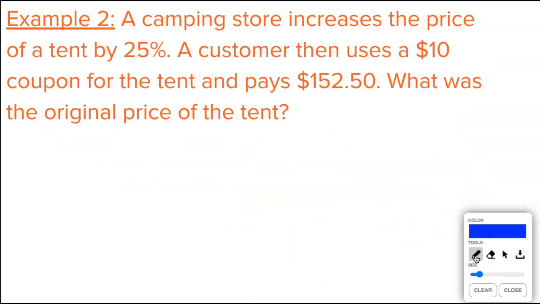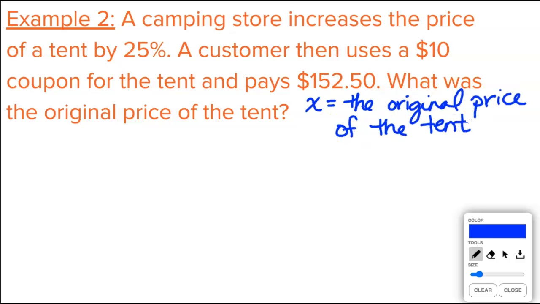All right, so example 2. A camping store increases the price of a tent by 25%. A customer then uses a $10 coupon for the tent and pays $152.50. What was the original price of the tent? All right, so good. We get to combine our percent knowledge and our equation knowledge. First of all, I want to define my variable. So it's asking for the original price of the tent. So likely I want my variable, and I'll call it x again, to stand for the original price of the tent.